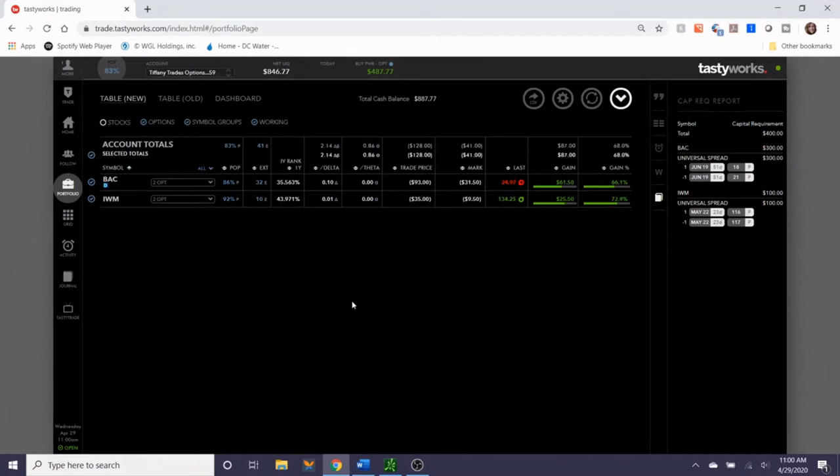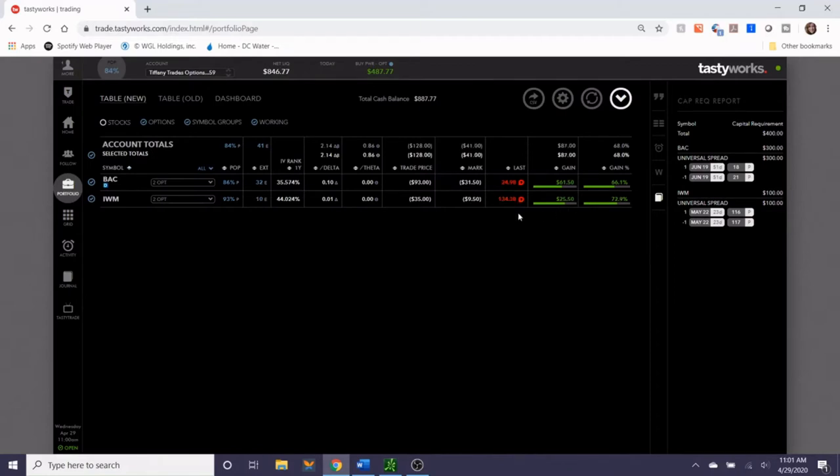I just wanted to make a quick check-in video on the trades that I had put on in the account. It's been exactly 1 week since I put on this Bank of America position, and it's already up 66%. The gain is $61.50, and the IWM position that I put on maybe 2 or 3 weeks ago is also up by 74.3%. The gain on this is about $25.50-ish or so.